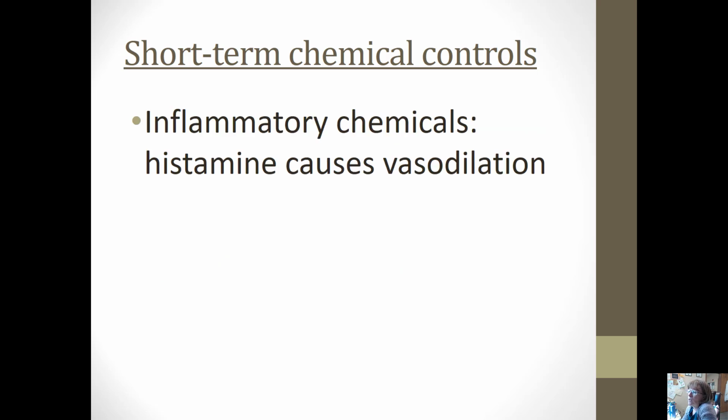We have some inflammatory chemicals that will affect blood pressure. Histamine causes vasodilation, and if you're in anaphylactic shock, having an allergic reaction to something, so much histamine is released that you'll get systemic vasodilation that will drop your blood pressure, and your blood flow out to your tissues will be reduced, and you can die as a result of anaphylactic shock caused by histamine.